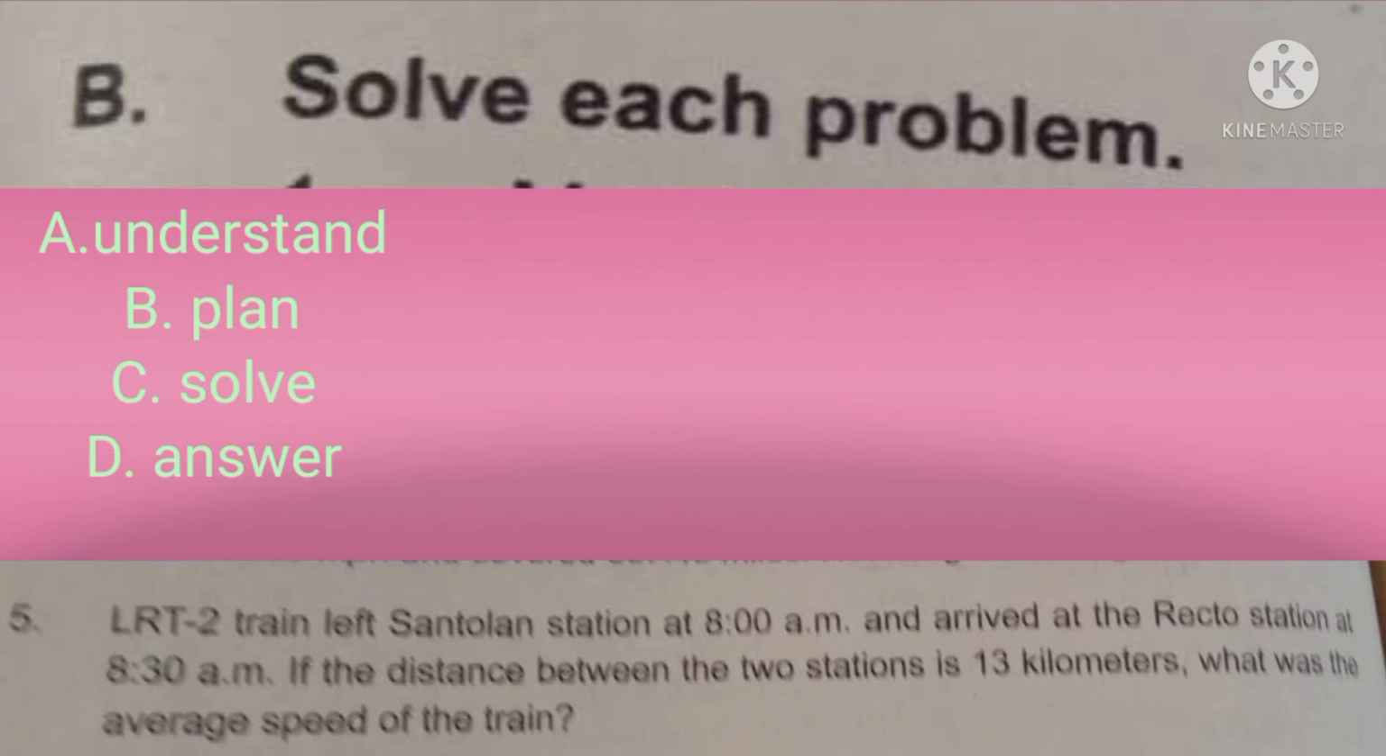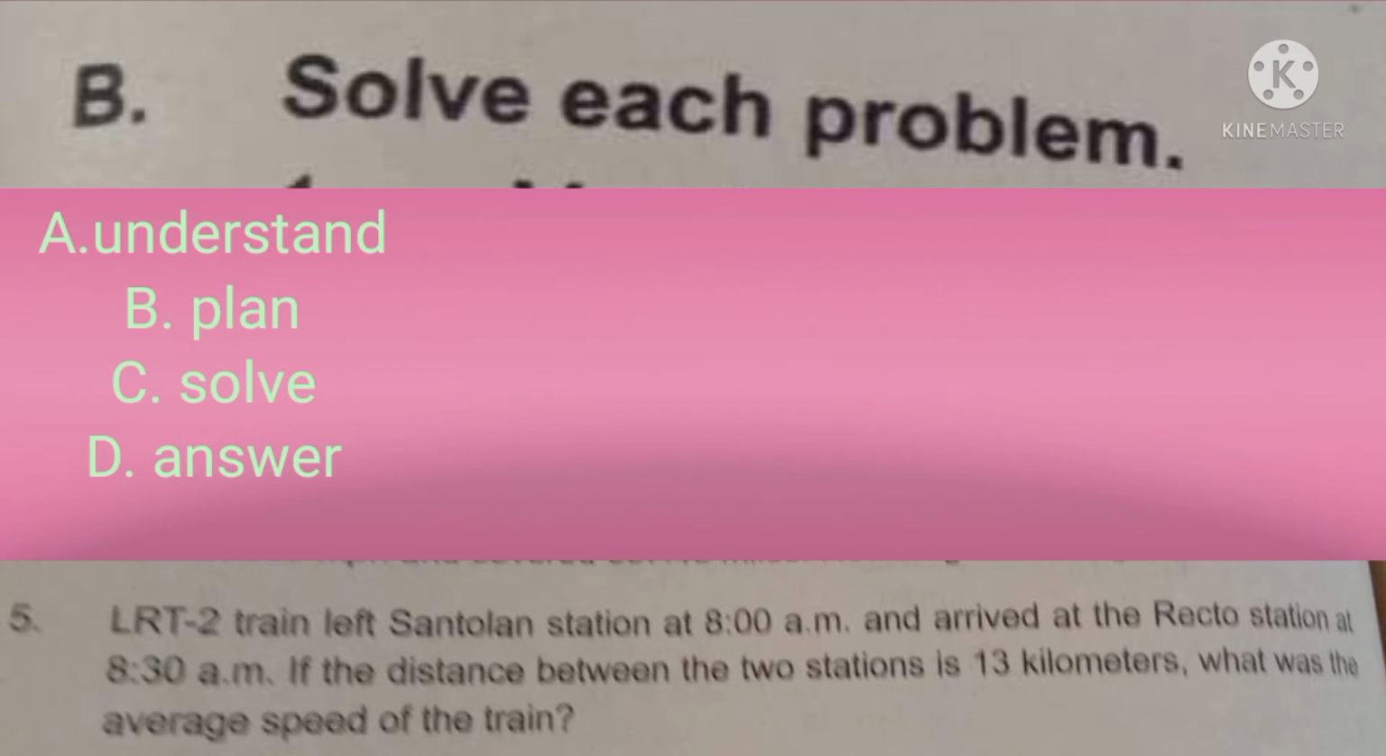Number 5. The LRT2 train left Santolan Station at 8 a.m. and arrived at the Recto Station at 8:30 a.m. If the distance between the two stations is 13 kilometers, what was the average speed of the train? Analyze and understand what is being asked. What was the average speed of the train? And what are the given facts? Left at 8 a.m., arrived at 8:30 a.m. Distance between the two stations is 13 kilometers.